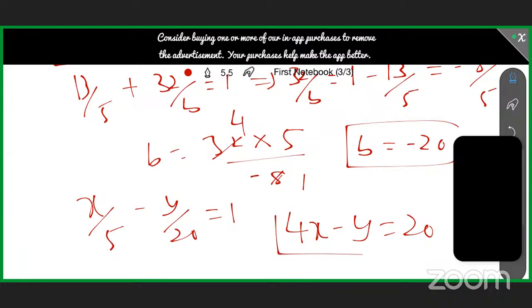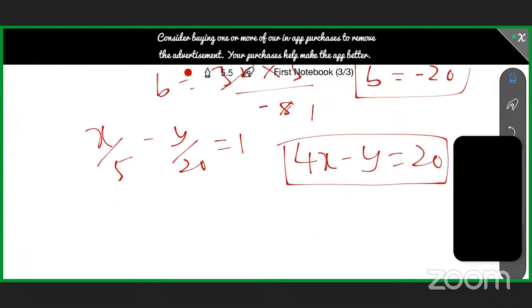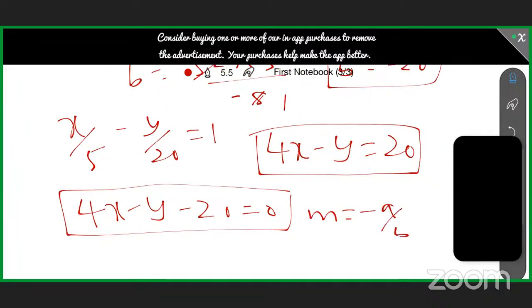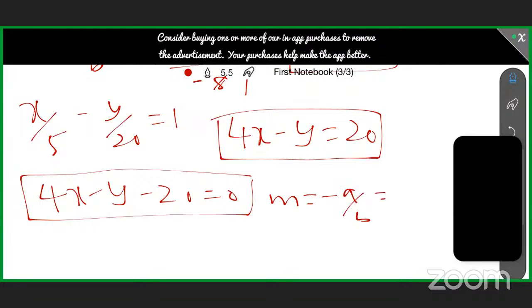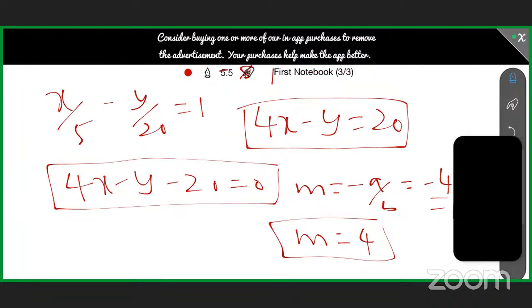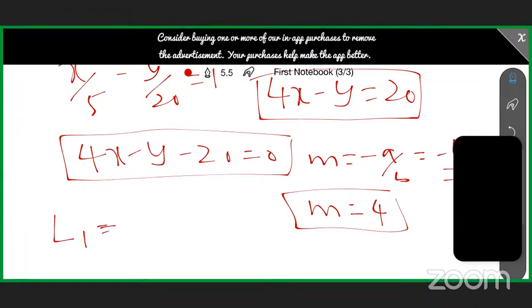So this is our equation. Now we will find out the slope of this equation. The equation is 4x minus 5y minus 20 is equal to 0. The slope is given by m is equal to minus a by b, that is minus 4 by minus 1. Therefore, m is equal to 4. I found out the slope of this line, that is, the slope of L1 is equal to 4.